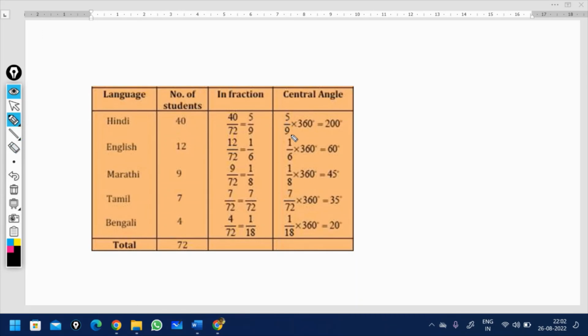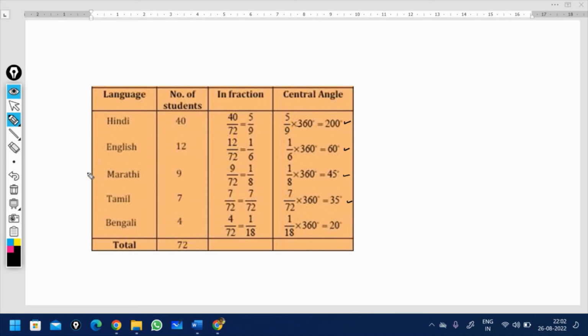It says 5 upon 9. So 40 upon 72 gives us 5 upon 9. So if we reduce all the fractions here, as we have done before, and then multiply by 360, this gives 200, and then 1 upon 6 gives us 60, 1 upon 8 into 360 gives us 45 degrees, 7 by 72 multiplied by 360 gives us 35 degrees, and 1 by 18 multiplied by 360 gives us 20.